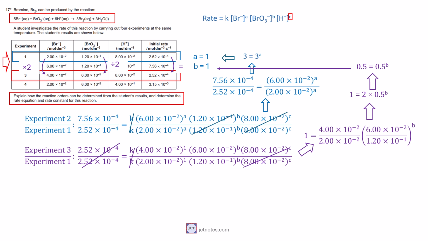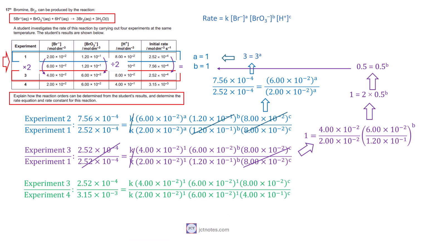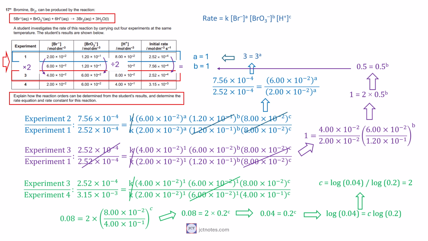At this stage, I found it easier to use the rate equation with the information that we have, including that A and B are both 1. Dividing the expressions obtained for experiment 3 and experiment 4 and simplifying, I get 0.04 equals 0.2 to the power of C. Taking logarithms, I get that C equals 2.